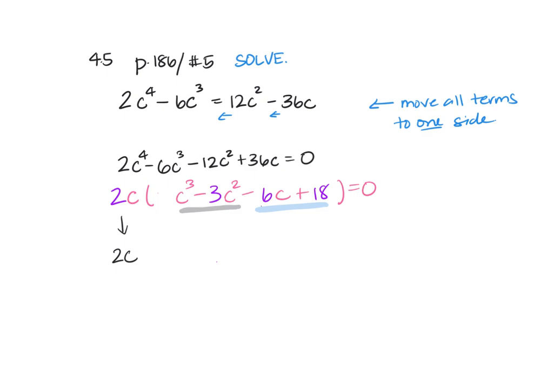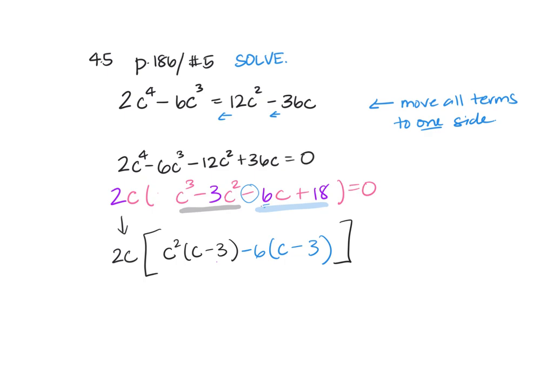So I'm going to put a big bracket for a moment, and I'm just going to pull out a c squared. When I do that, I would be left with c minus 3. In the blue section, I can pull out a 6, and what you want to do is you want to take the sign with you. Take out a negative 6, and you have c, and when you do 18 divided by negative 6, you also get a minus 3.